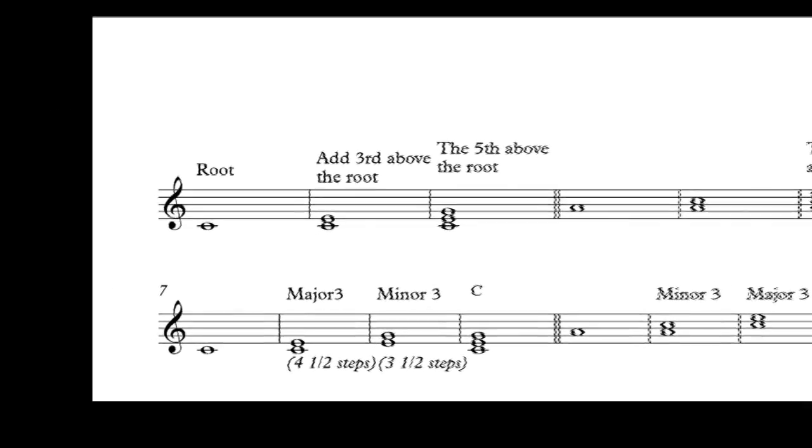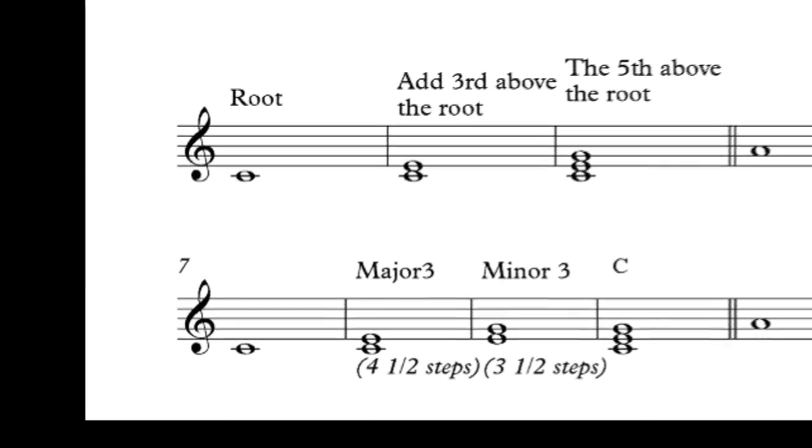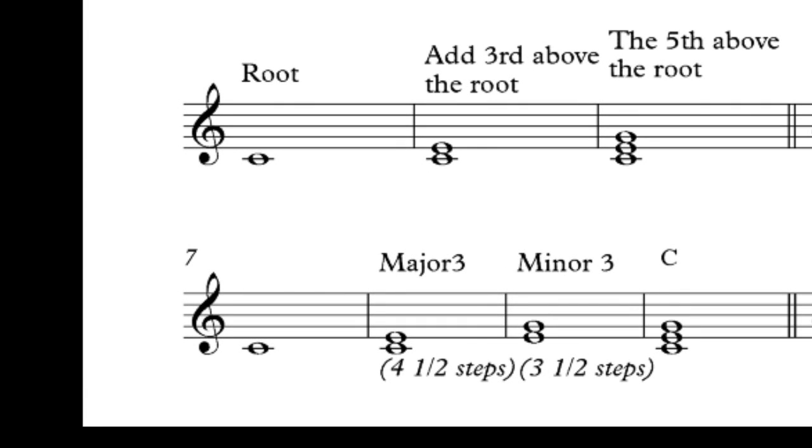If you look at the second line here, we have the C again for the root. Then we go up a major third. That's 4 half steps. If we count from C, C sharp is 1 half step, D, D sharp, E, that's 4 half steps. And that's what we call a major third, C to E.